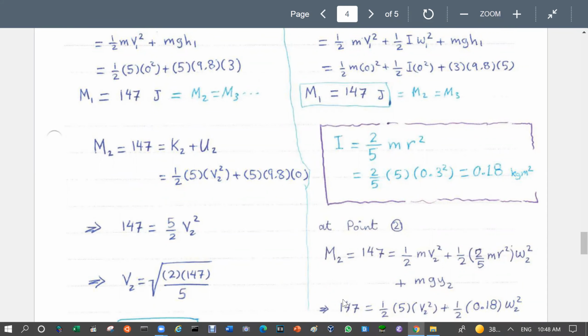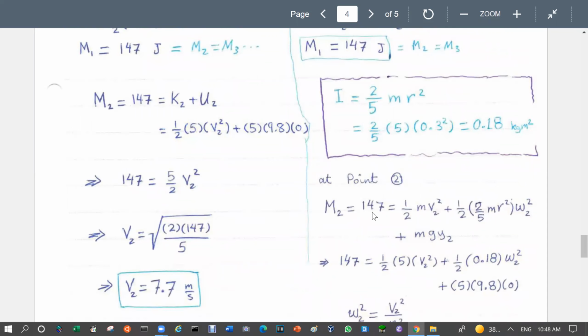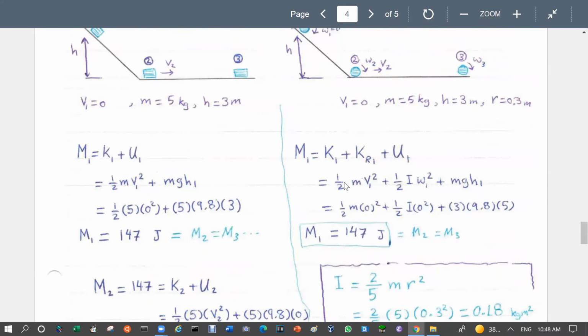At point number 2, the mechanical energy, again, is constant, 147. It will be equal to the kinetic energy at point number 2 plus the rotational kinetic energy at point number 2 plus the potential energy at point number 2. The potential energy at the 0th level is 0. You will see that.